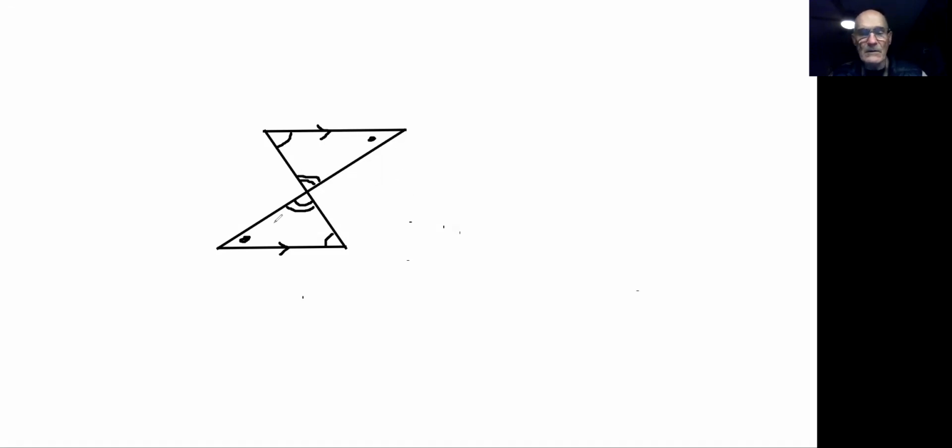Now, they don't have to be equal. They can be congruent, but they don't have to be. So those are the types of things we looked at.